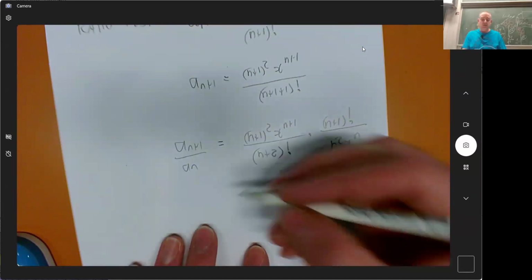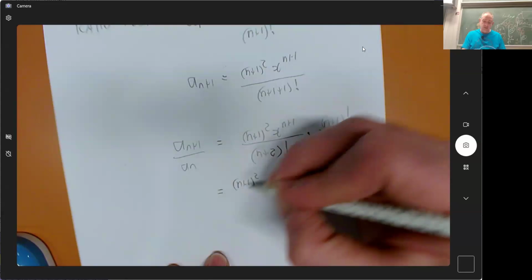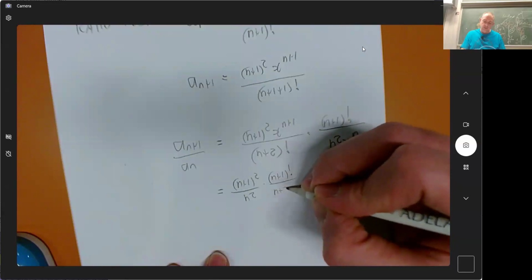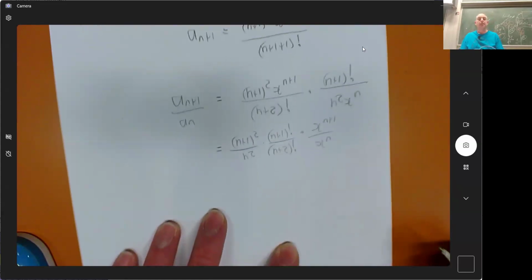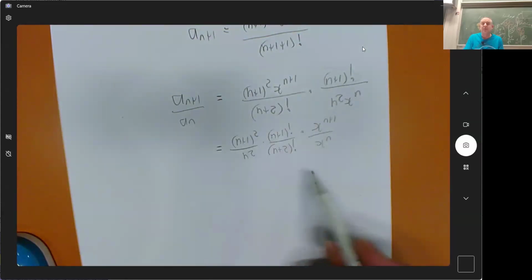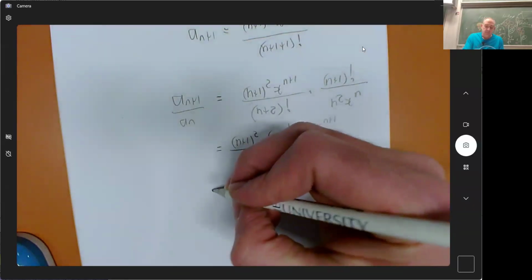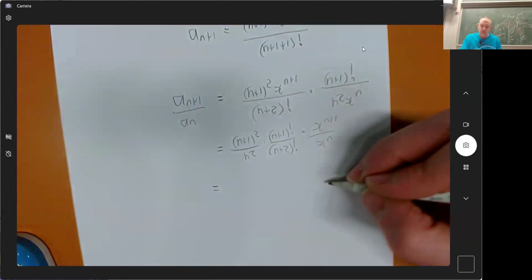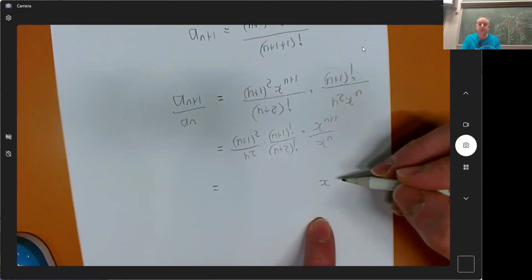The quickest way of dealing with this is to put all the things that are similar to each other together. So I've got an (n+1) squared over n squared. I've got an (n+1) factorial over an (n+2) factorial. I have an x to the n plus 1 over an x to the n. And I can do that because multiplying the tops and multiplying the bottoms is how fraction multiplication works. Okay. So for this last one, x to the n plus 1 divided by x to the n is just x.